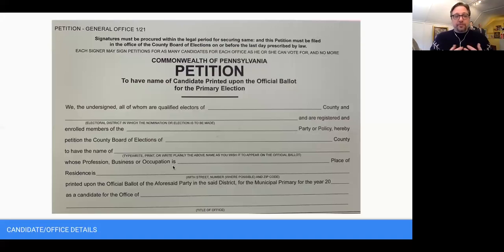When you list your place of residence, you write it out just as you would if you were writing it on an envelope to mail a letter to your house. Printed upon the ballot and aforesaid party in the district for the municipal primary of course, 2021. And then, of course, that last line is where you put the office that you are running for.